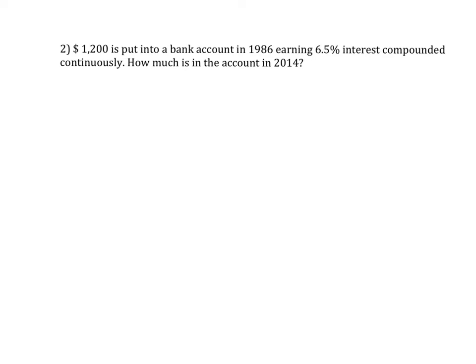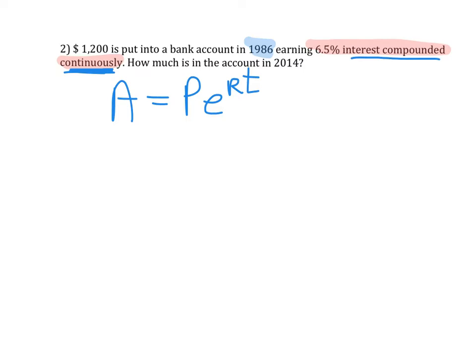Problem 2, $1,200 is put into a bank account in 1986, earning 6.5% interest compounded continuously. How much is in the account in 2014? Well, the first thing you have to do for these interest problem questions is to figure out which of the 2 interest formulas you're using. And here's the key. They tell you the interest is compounded continuously. Since it's compounded continuously, we're going to be using interest formula 2, A equals P times E, raised to the RT power.